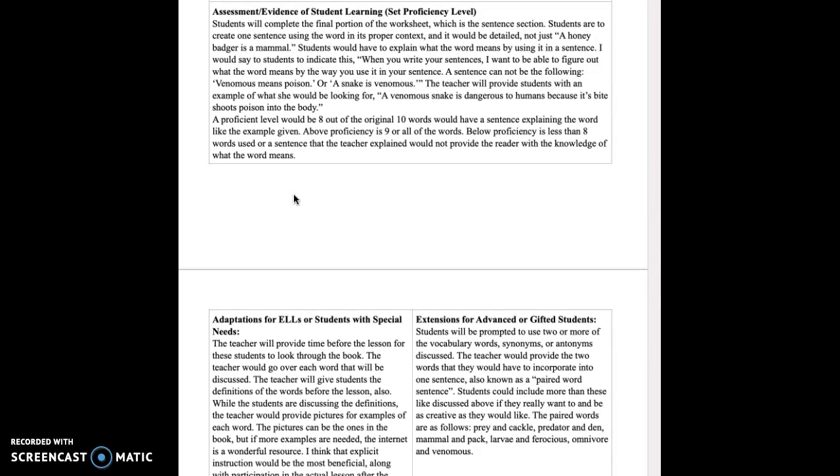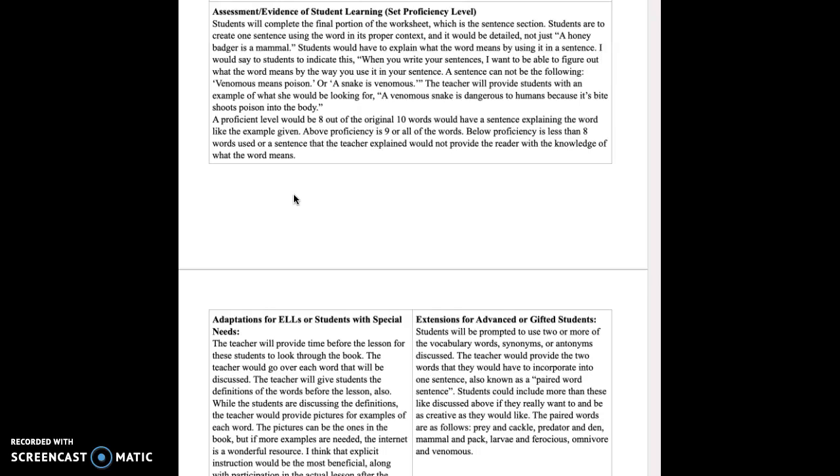So in assessment, students will complete the final portion of the worksheet, which is the sentence section. Students are to create one sentence using the word in its proper context, and it would be detailed, not just a honey badger is a mammal. Students would have to explain what the words mean by using it in a sentence.